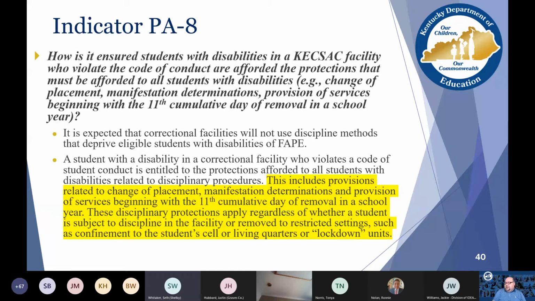These disciplinary procedures apply regardless of whether the student is subject to discipline or removed to restricted settings such as confinement to the student's cell or living quarters or lockdown units. That is a removal from the least restrictive environment. So if the IEP says they're receiving this in a classroom or in a resource room and they're placed, like the question about the quarantine earlier, if they're there, then that's considered a removal from the least restrictive environment. That has to be documented as such in Infinite Campus. So again, it still has to be documented.